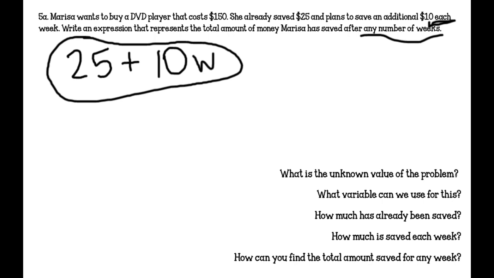We wouldn't multiply the 25 by the number of weeks that she's working, because that wouldn't make sense. Grandma gave her that money one time. It's done. It's over. She has that $25 saved. It's not a part of her weekly savings. So that's why it's just added on without any multiplication to it.